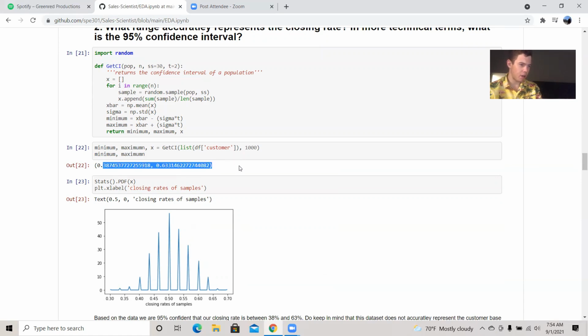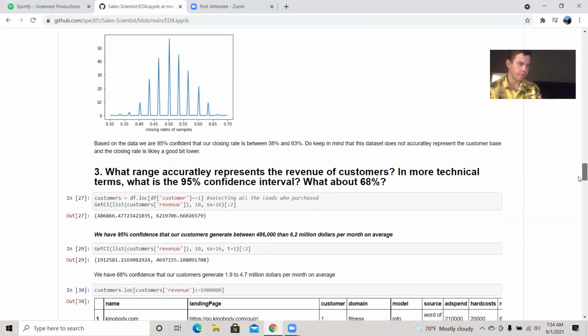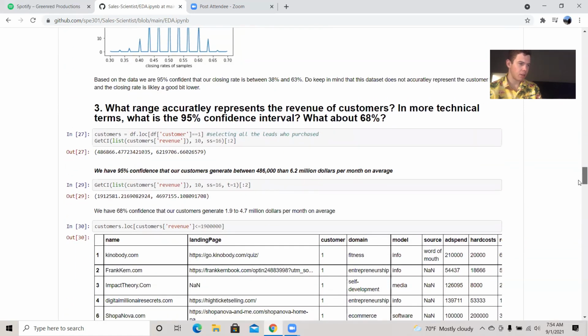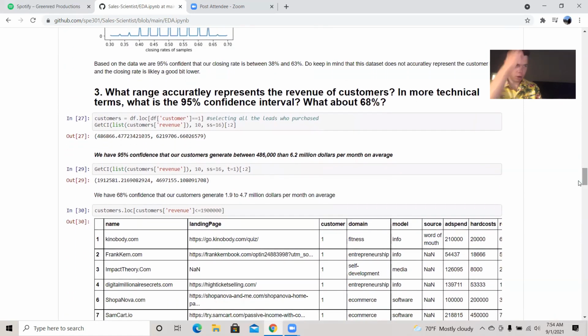And then we have a distribution of the closing rates. As you can see, it starts picking up around 40% and starts dipping off around 65%. And now we did a confidence interval for the revenue of our customers, like how much are they making on average.